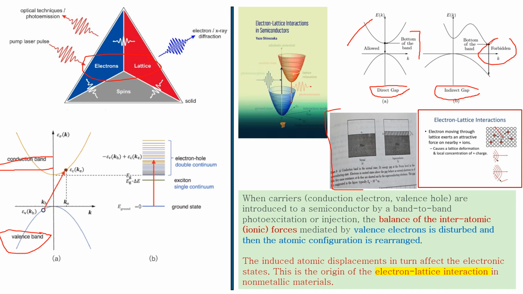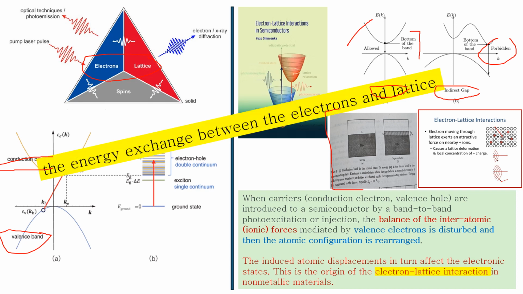So what we are going to understand is that the electron-lattice interaction means electrons moving through the lattice exert attractive forces on nearby ions. Already I mentioned nearby ions means the balancing of the interatomic forces. So the electron-lattice interaction means the interatomic force interaction. I hope you understand. The simple way to say it is the energy exchange between the electrons and the lattice.